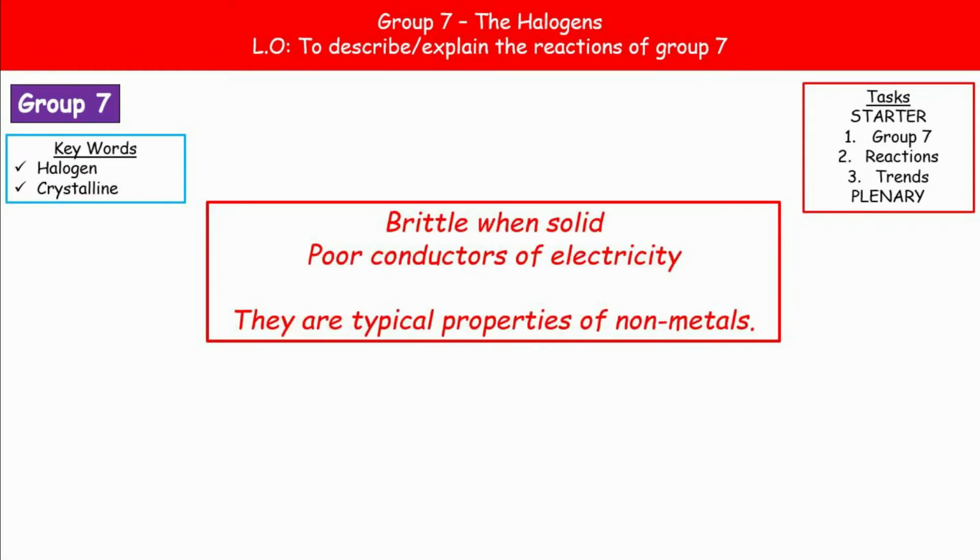So the two key ones that I'm hoping you've got written down are that they're brittle when solid and they're poor conductors of electricity. Now the reason that they've got those two physical properties is because they're typical properties of non-metals. And our halogens being in group 7 on the right hand side of the periodic table, they're all non-metals. So we can just hazard a guess if we don't know and go with properties of non-metals, and you've got a good chance of being right.